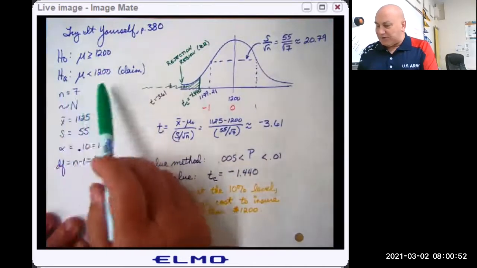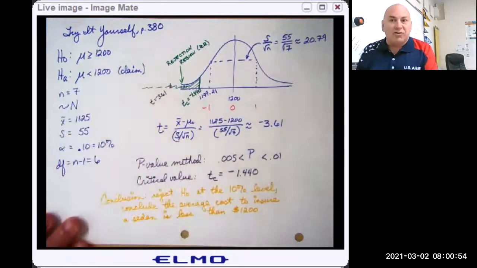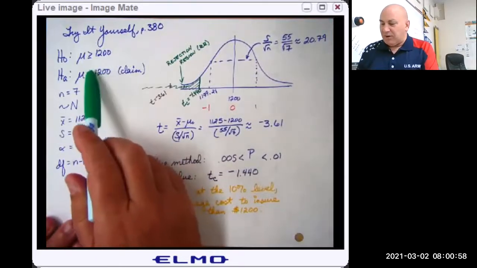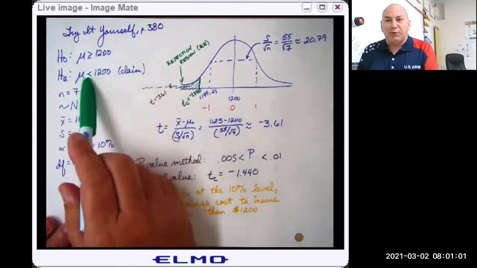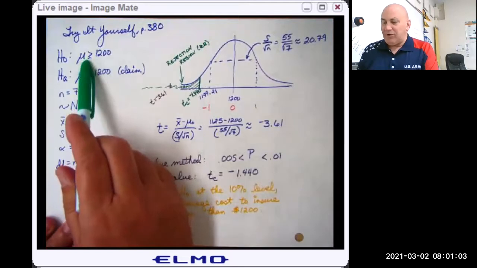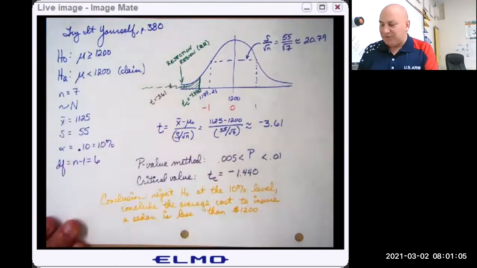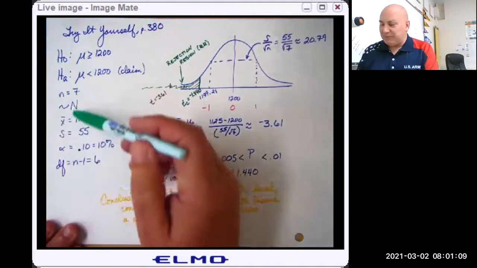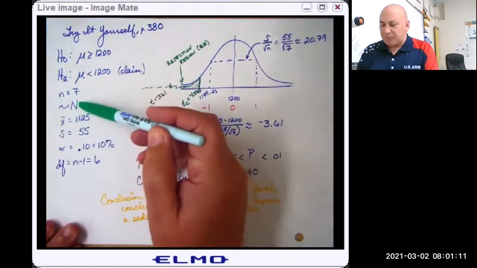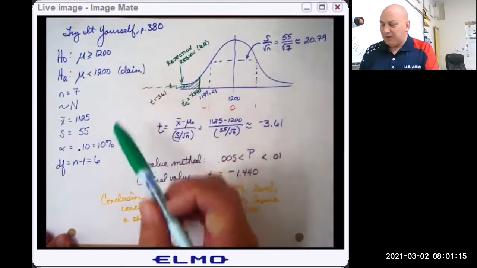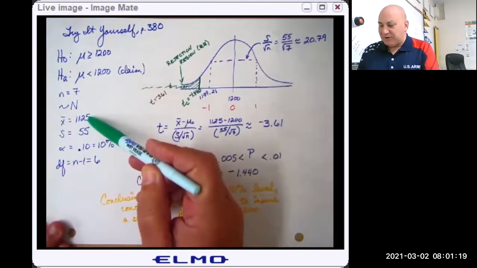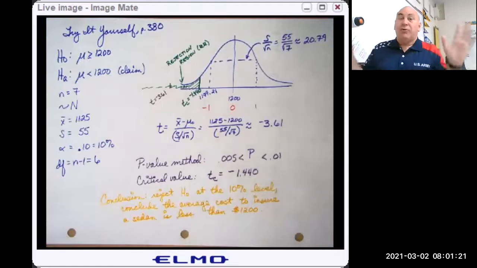Here are my hypotheses. I claim that mu, whatever we're measuring, is less than 1200. That's what I want to prove. So my null hypothesis is the complement of that. I take a sample size of 7 for whatever reason. The population is approximately normally distributed. I got an X bar of 1125.